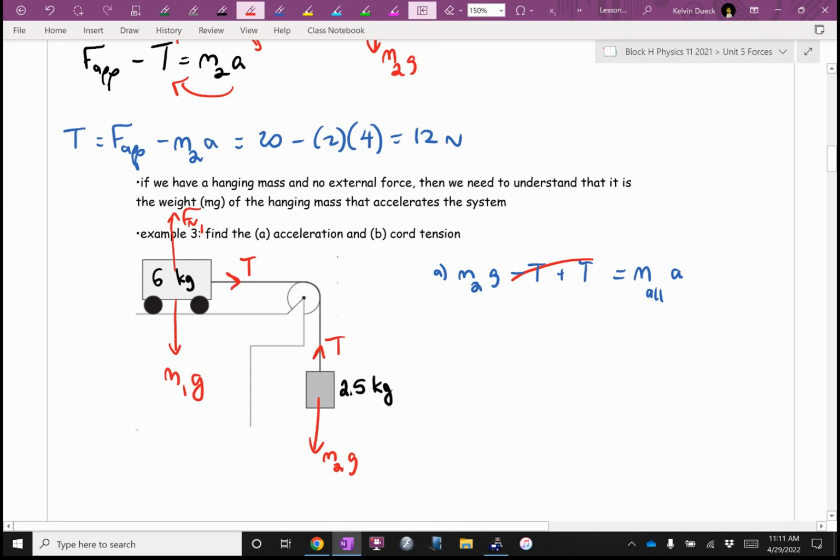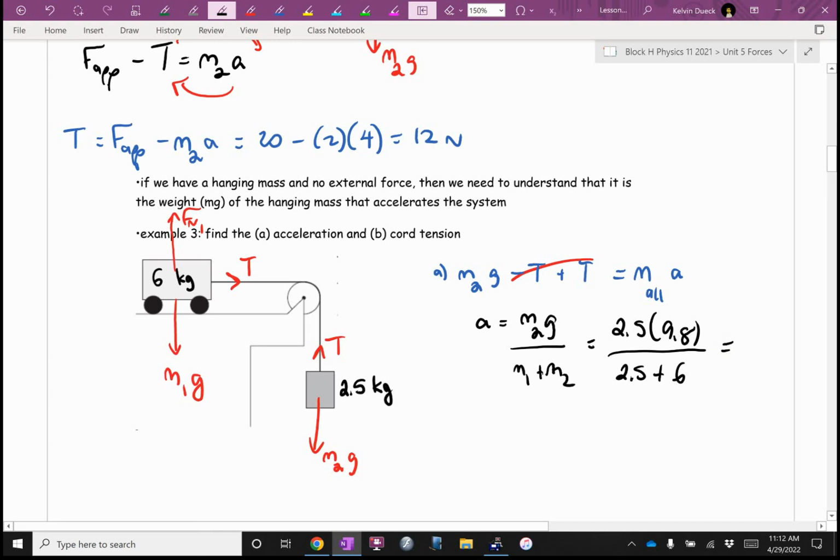Jada, what are they asking me to find? How would I get the A by itself? Divide by M all. Good. So you're telling me A is going to be M2G divided by M1 plus M2, M all? Yes. Now let's plug in numbers. What was M2? 2.5? Jada, what was G? Yep, and not negative in this unit. In fact, we decided to let down be positive. It made the math way nicer. All divided by 2.5 plus 6, or 6 plus 2.5.